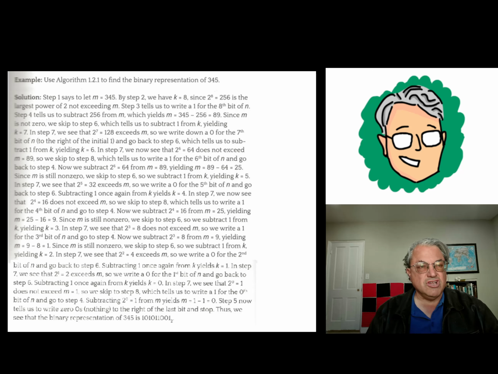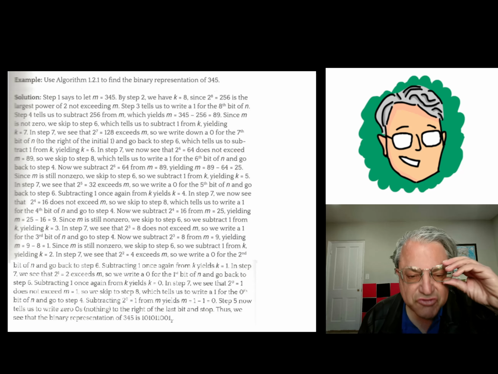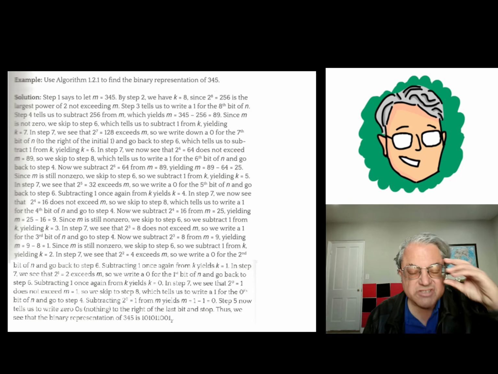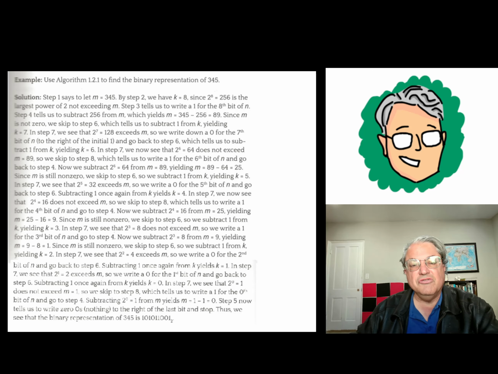Then when we subtract 16 from 25, we get 9. The biggest power of 2 that's less than or equal to 9 is 8, 2 cubed, and we already did 16, so that goes right next to it. So now we're going to have 101011, and then when you subtract 8 from 9, you get 1. That's just the last binary digit, the last bit, and there's no 2's or 4's, so we write 001. So the final result is going to be 101011001. That's the binary representation of 345.